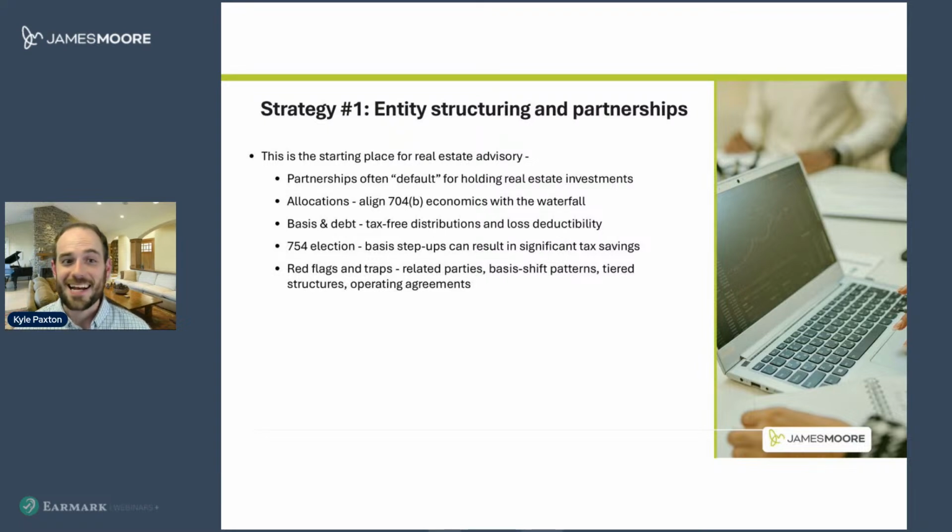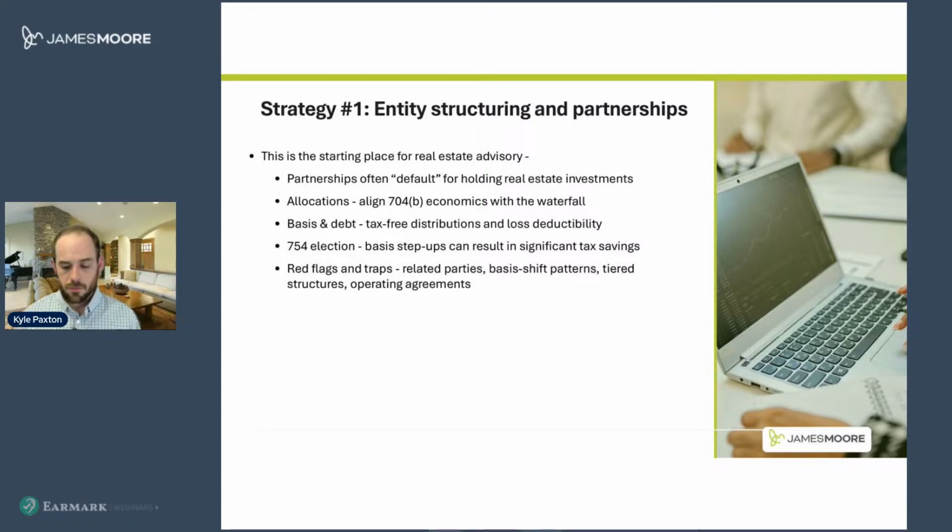That is a lot of conversation there, a lot of different ways we can go about that. So for me, this is 100% the starting place for real estate advisory: unpacking that entity structure and making sure it makes sense from the financial side.